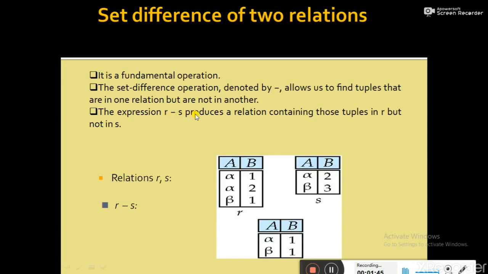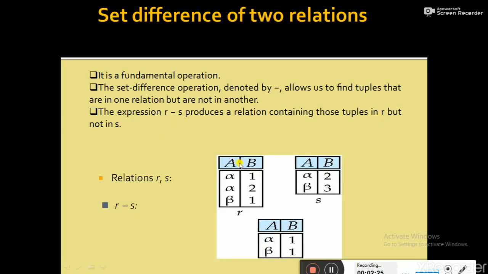So the expression r minus s, if we perform that operation, produces another relation. What will be the schema of the resultant relation? It will be the same as the schema of r or s. That means after performing r minus s, it will generate another temporary relation whose schema is the same as r and s. And as far as the tuples are concerned, r minus s produces a relation which contains only those tuples that belong to r but not to s.